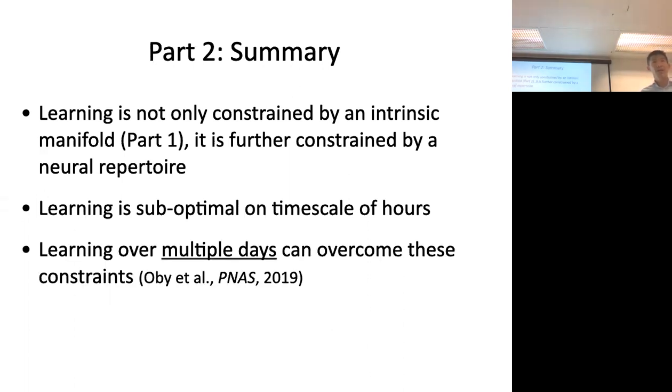We've also done this experiment over multiple days, where rather than giving the animal 1 to 2 hours to learn a new mapping, we allow the animal to use the same mapping again and again across 2 weeks to see if the animal can show more learning. And it turns out that the animal can, even with these outside manifold perturbations. It seems that both of these types of constraints, both the intrinsic manifold constraint as well as the neural repertoire constraint, can be overcome to some extent if you give the subject more time.